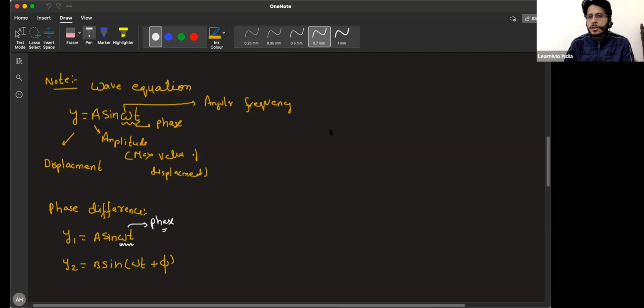So this omega t plus phi is the phase of the second wave.